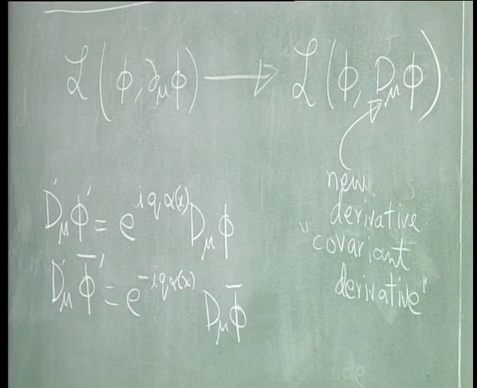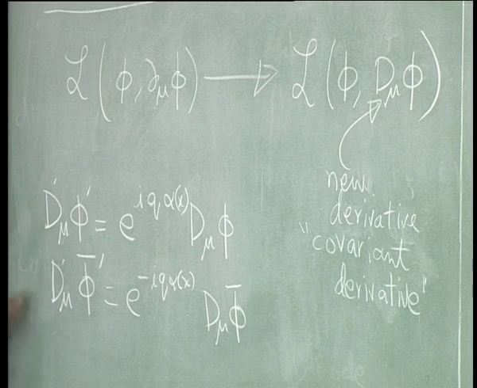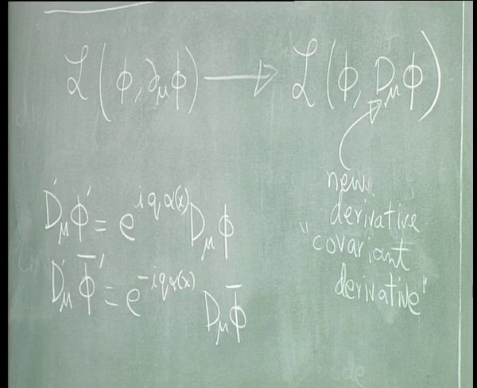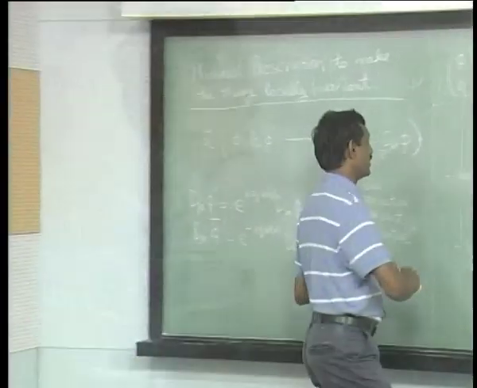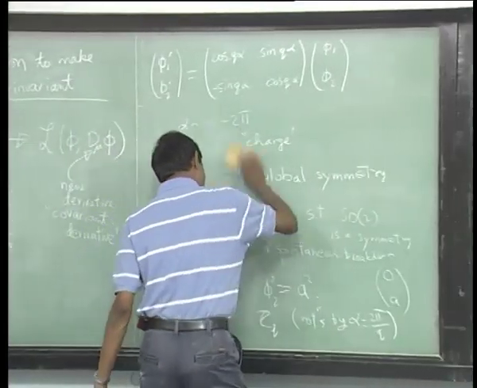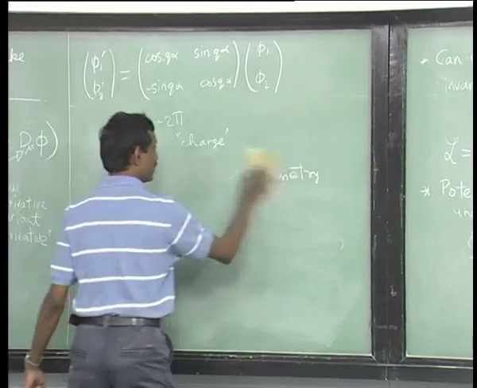Okay. Now you can see that if my covariant derivative satisfied this condition, trivially it is invariant and life becomes good. Okay. So now we will see how this is done, but before that it is useful to go back to the days of Leibniz.